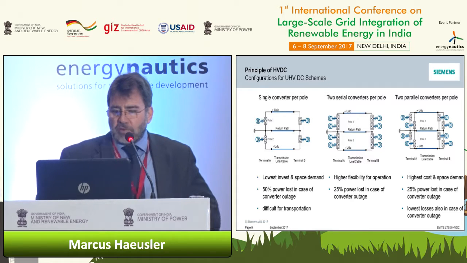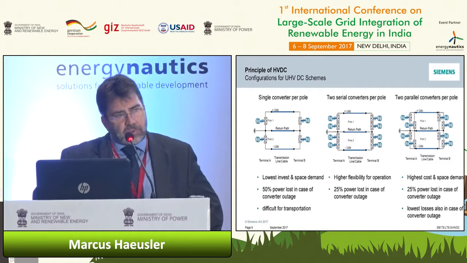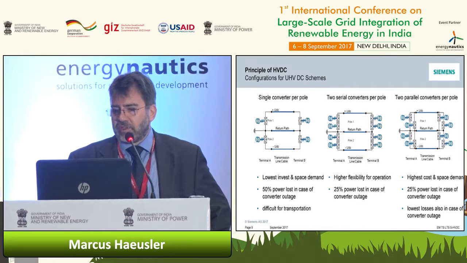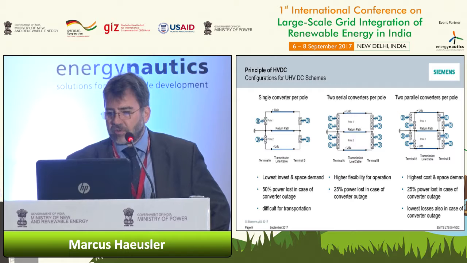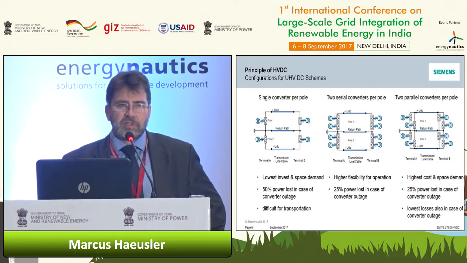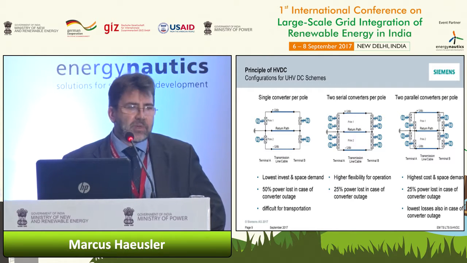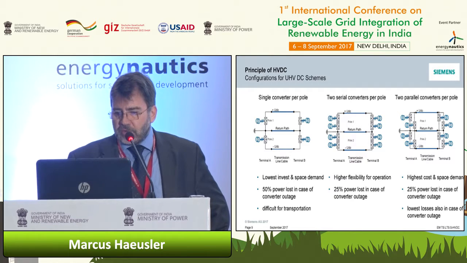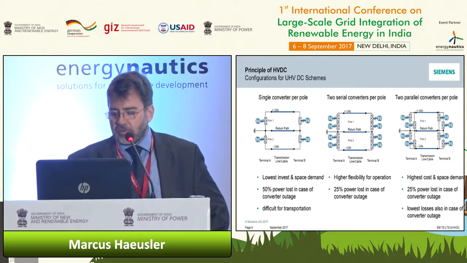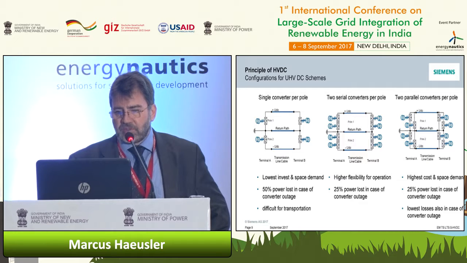Lowest losses are, of course, on the right-hand side, and this is one scheme as it is also used here in India, 2 times 800 kV. That also means if one converter is not in operation, you can still continue to operate at 800 kV, which means minimized losses for the whole scheme. So that's just an overview of different possibilities how to construct UHVDC, ultra-high voltage DC applications.